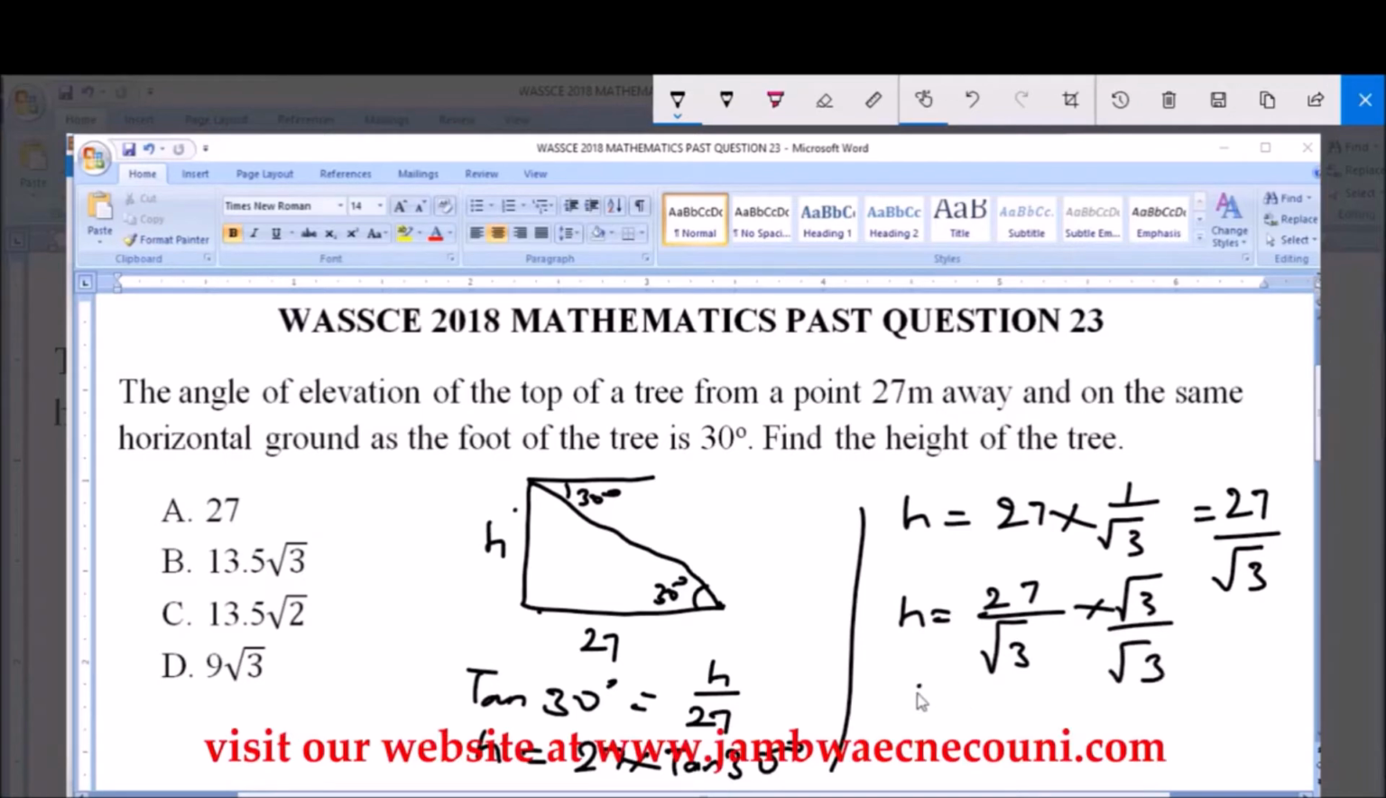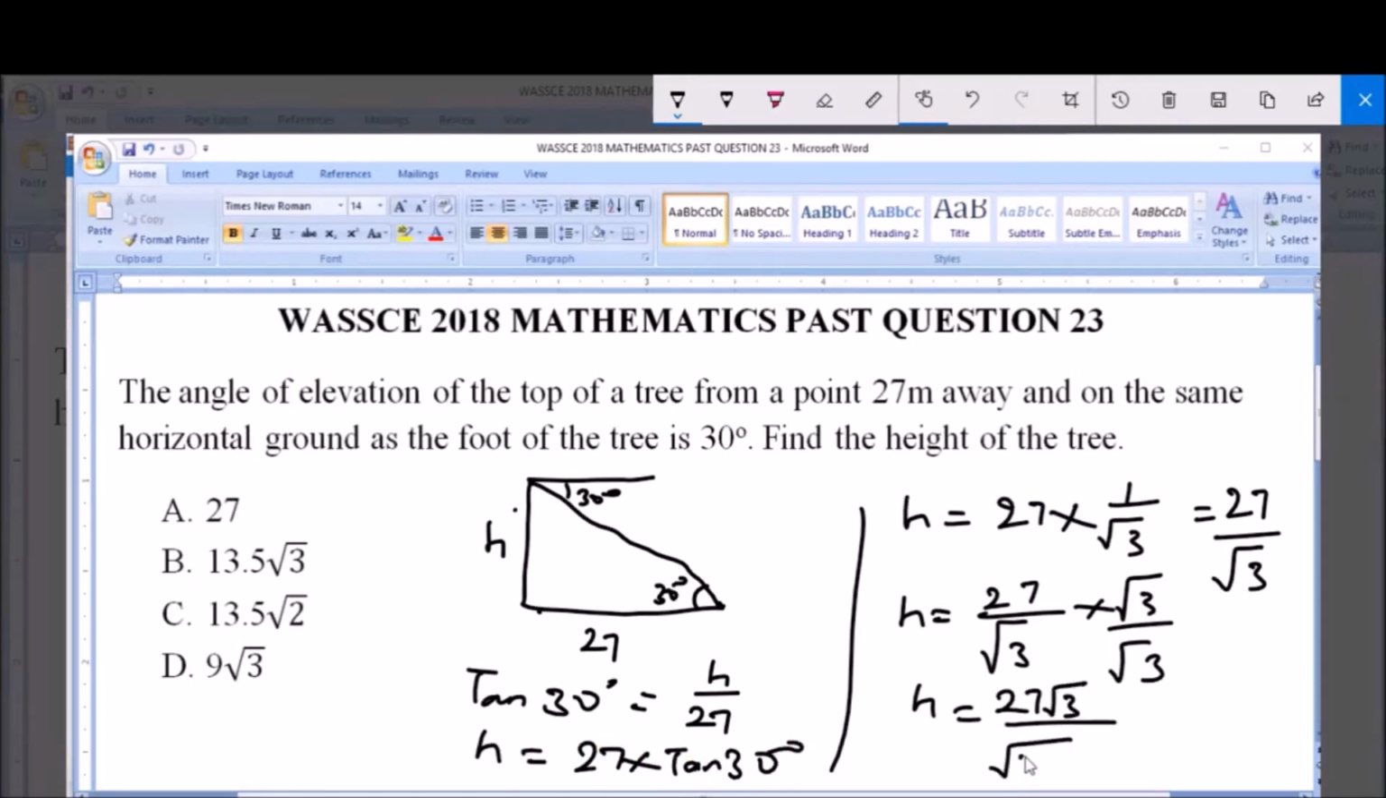So this will give us h is equal to 27 root 3 all over root 3 multiplied by root 3, and this is equal to 27 root 3 all over root 9. Now root 9 will give us 3. So 3 here is 1 and 3 in 27 will give us 9. So h is equal to 9 root 3, and this is the answer to this question. So the height of the tree is 9 root 3, which is option D.